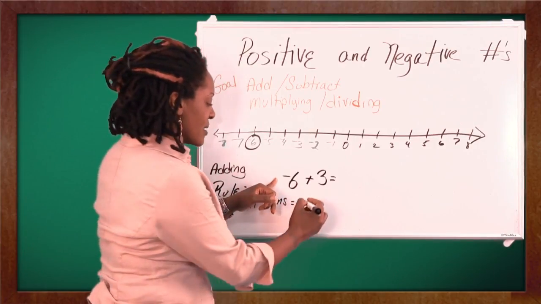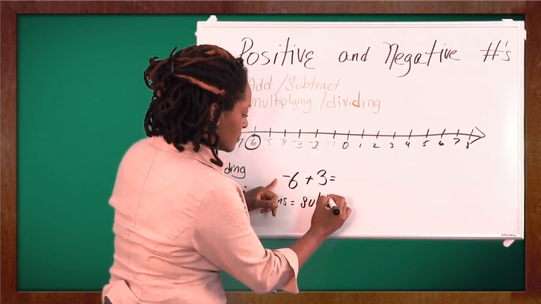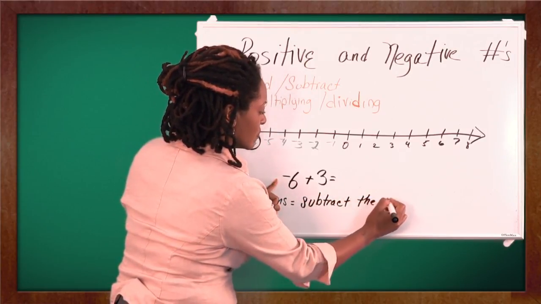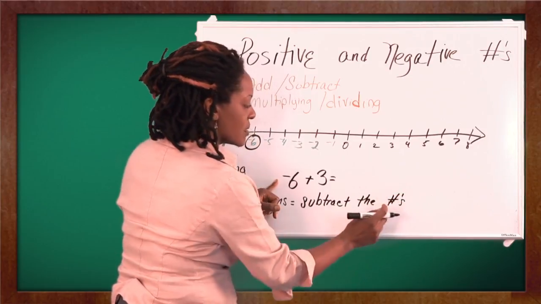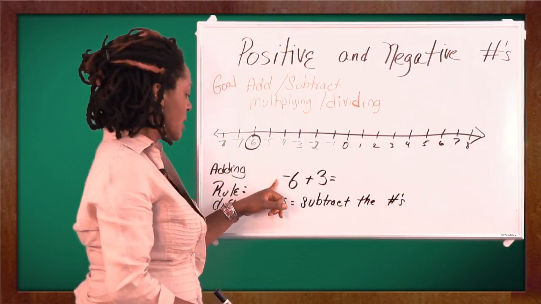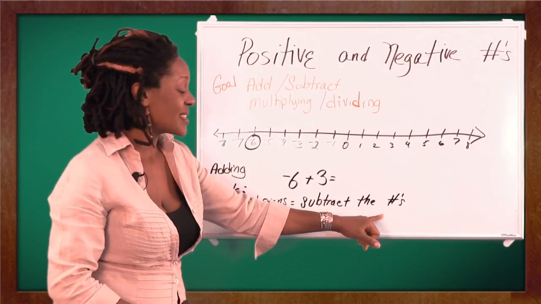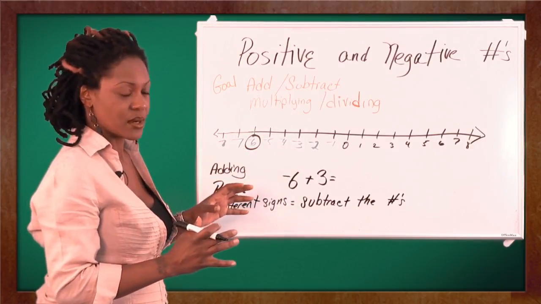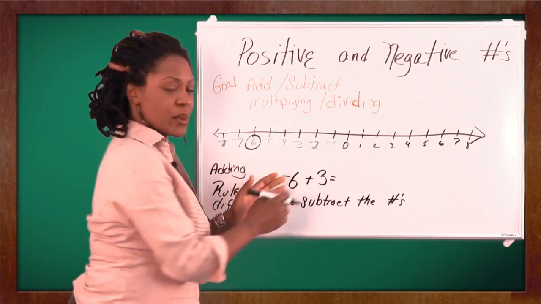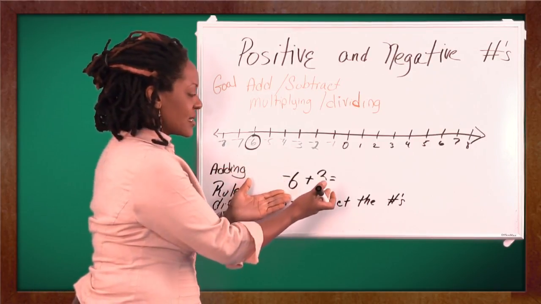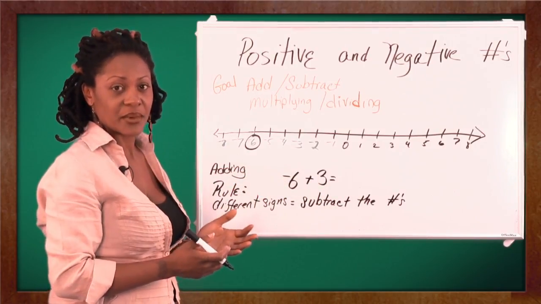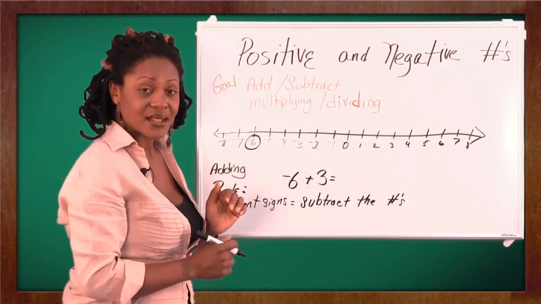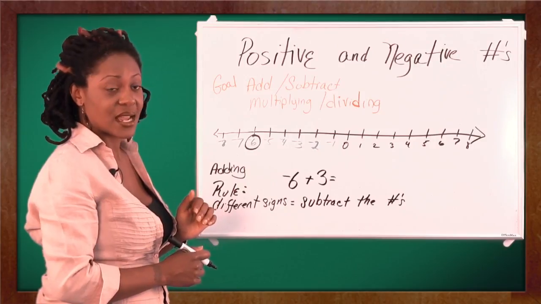You subtract the numbers, and this little symbol is representing the word numbers. So we subtract the numbers, and our answer takes the sign of the larger number. So forget whether it's negative or positive for a second. When we look at 6 and 3, 6 is the larger number, and 6 is carrying the negative sign. So our answer is going to have that negative sign in front of it.